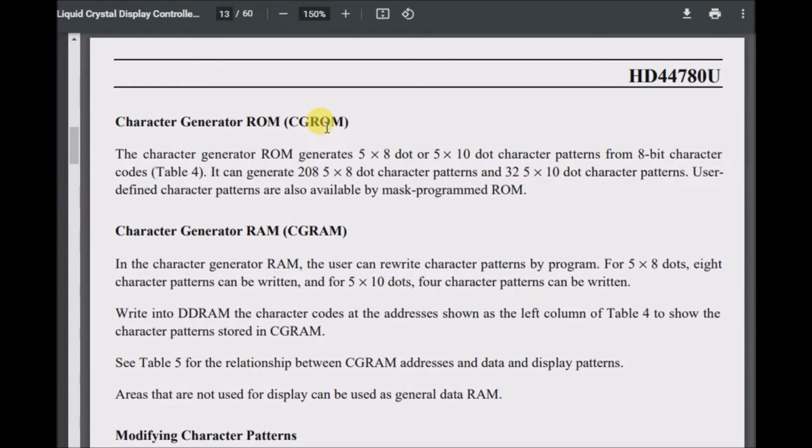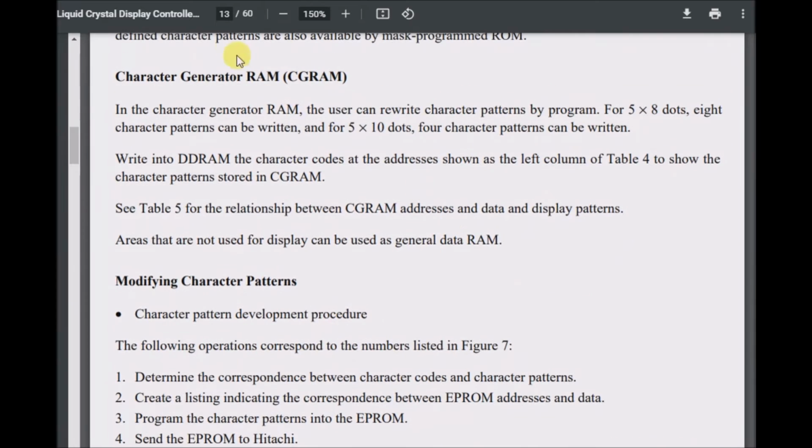Character generator ROM, CG-ROM. The character generator ROM generates 5x8 dot or 5x10 dot character patterns from 8-bit character codes. Table 4. It can generate 208 5x8 dot character patterns and 32 5x10 dot character patterns. User-defined character patterns are also available by mask-programmed ROM.